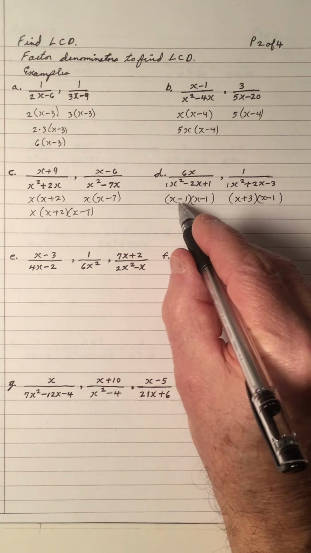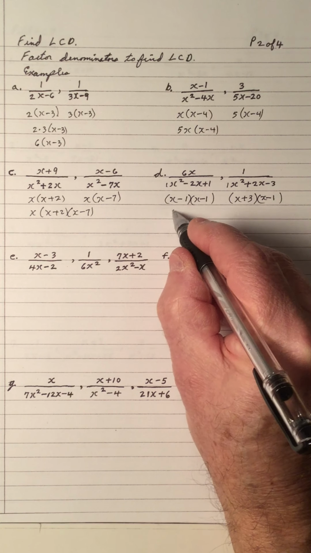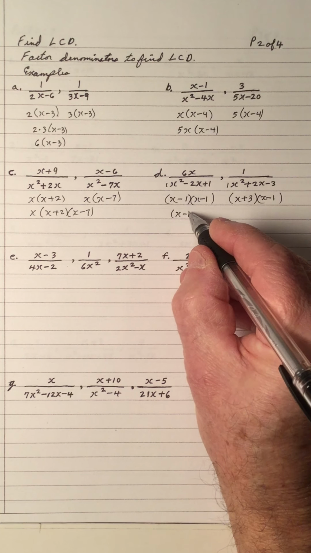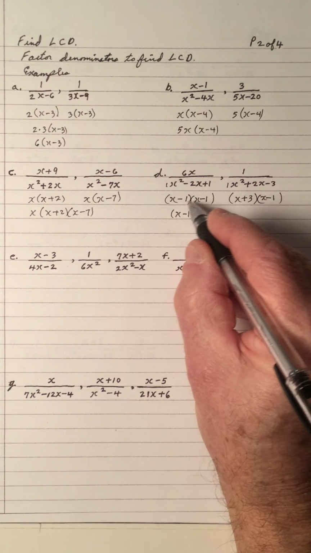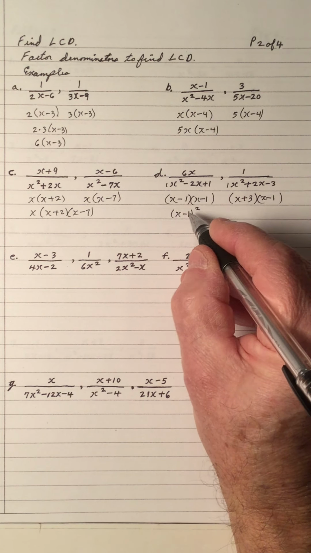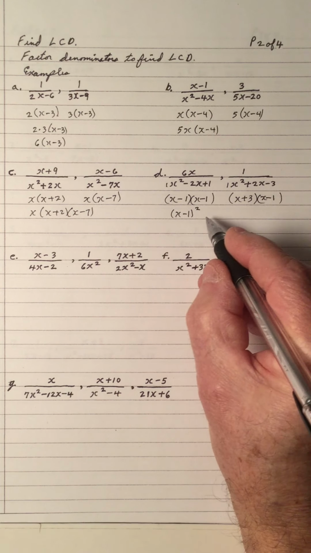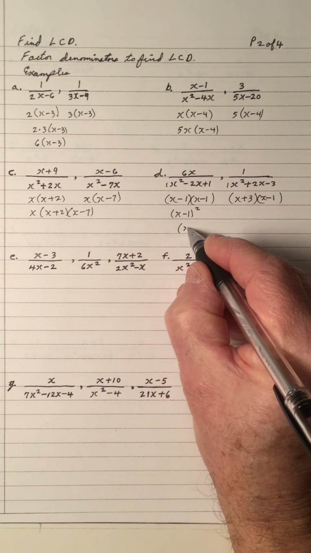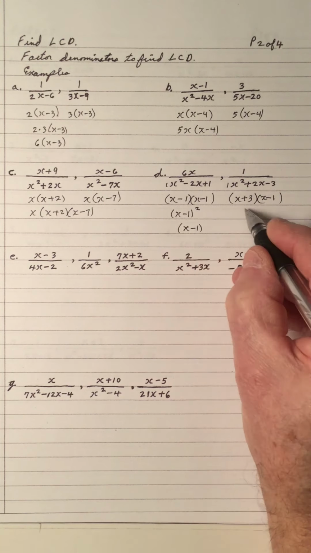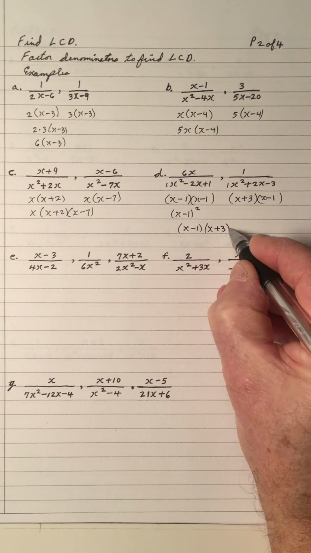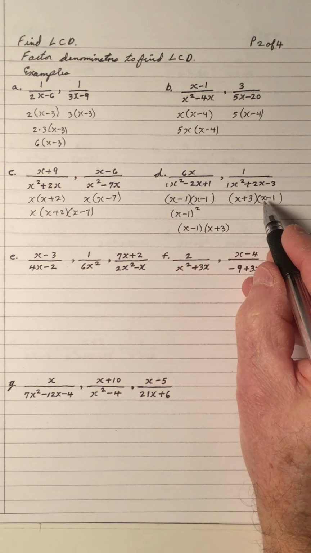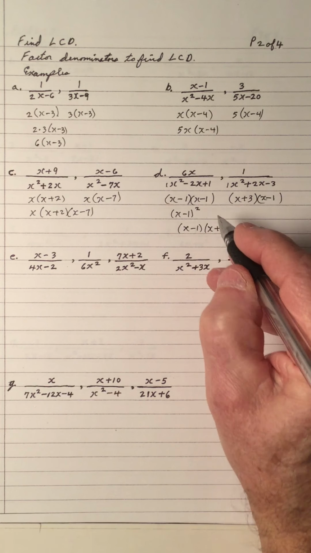So we have a factor of x minus 1, but this is x minus 1 squared, notice, because x minus 1 times x minus 1 is x minus 1 squared. Okay, we have a factor of x minus 1 in this one. We have a factor here of x plus 3. So all the factors are represented. We only have two different factors.